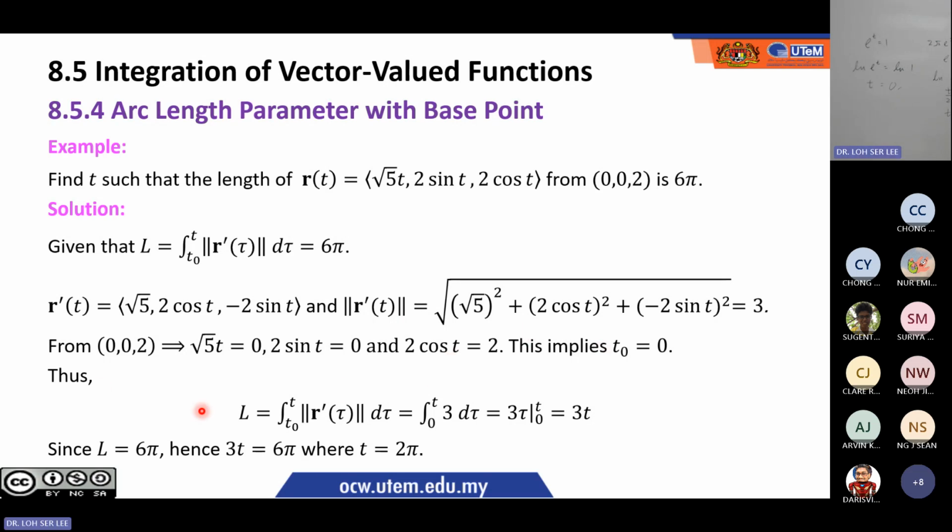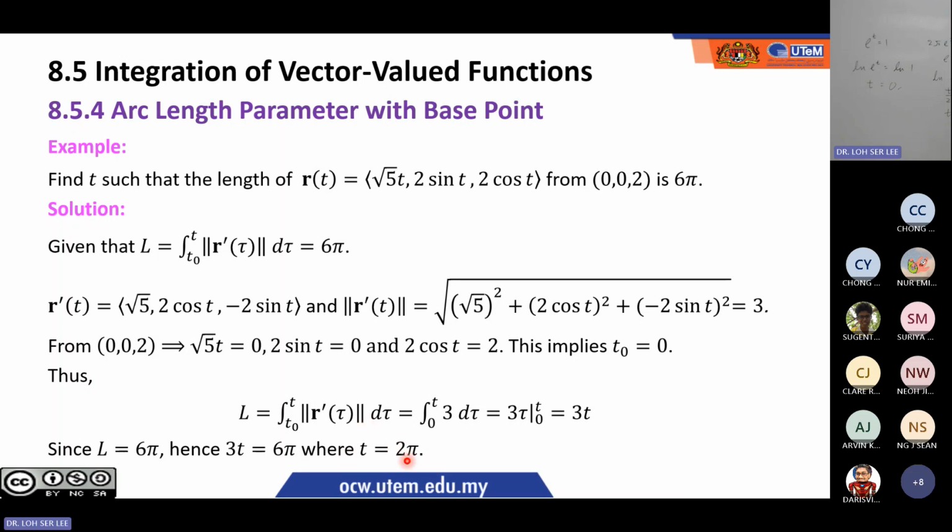Okay, and first, we are integrating from 0 up to t. We are integrating 3 with respect to tau. So we get 3 tau, and when you substitute t into tau, you get 3t minus 0, which is 3t. This is your length. Your length is 3t, and the given length is 6 pi. So you just equate 3t to 6 pi, then you will get the value of t. So t equals 2 pi is the ending point.